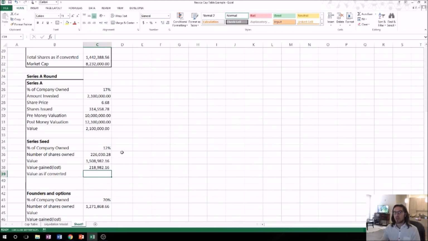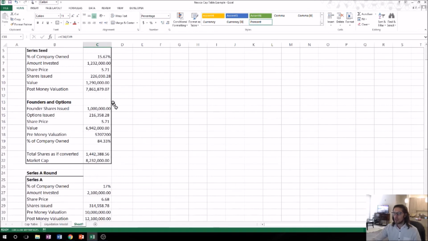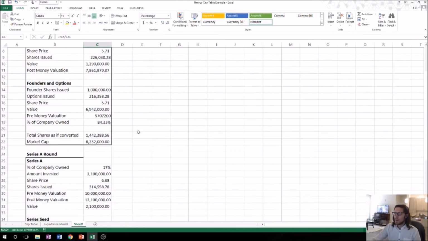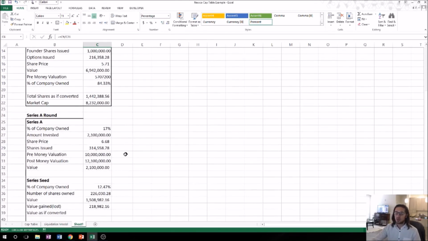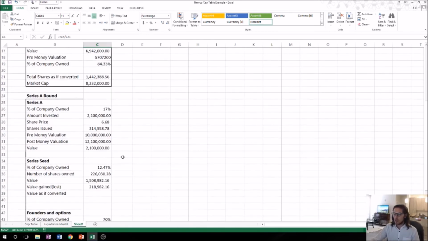That's even though the dilution occurred, so they own less. The Series Seed now owns 12.47%, and whenever they invested, they owned 15.67%. So they lost about 3% of the total company, but gained $218,000 in value. So that dilution did not hurt them. It actually helped them.